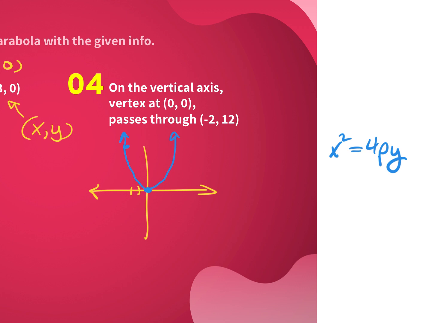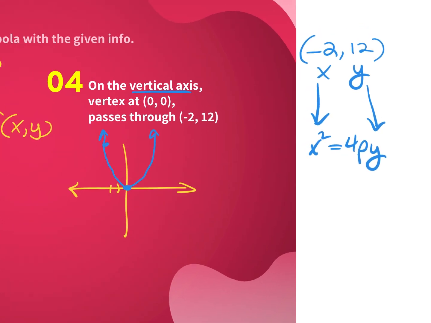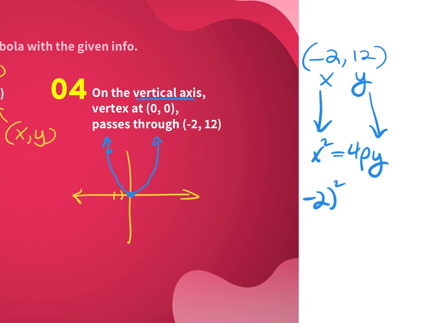Another clue is that it's on the vertical axis. So notice that it's symmetrical around that vertical axis or that y-axis. So then now what I need to do is find the p-value. All I have is an order pair and my vertex. So this is x, this is y, and that's what I'm going to plug in and solve for p. So I'm going to do negative 2 squared equals 4p times 12. 4 equals 48p.